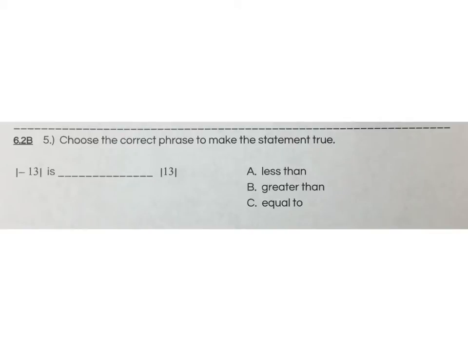Question number 5 goes with TEK 6.2b. Choose the correct phrase to make the statement true. The absolute value of -13 is blank, the absolute value of 13. Is it A, less than, B, greater than, or C, equal to?